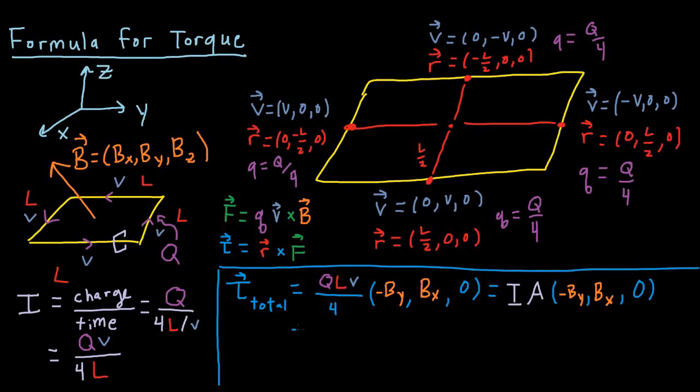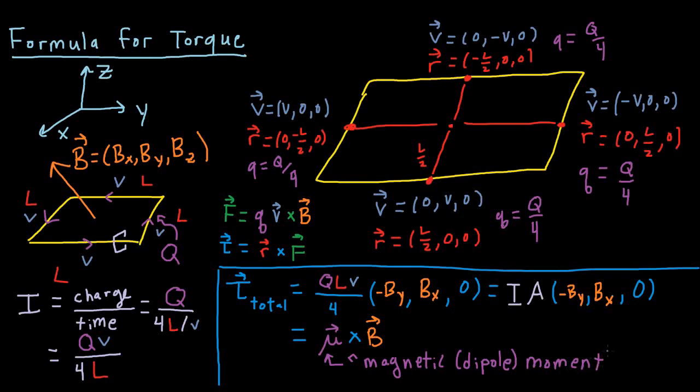Okay. Now, I know we're going through a lot of steps here and just rewriting stuff in a different way, but we can rewrite this as a new vector mu cross B, where this new vector mu is called the magnetic dipole moment. So sometimes just called the magnetic moment.